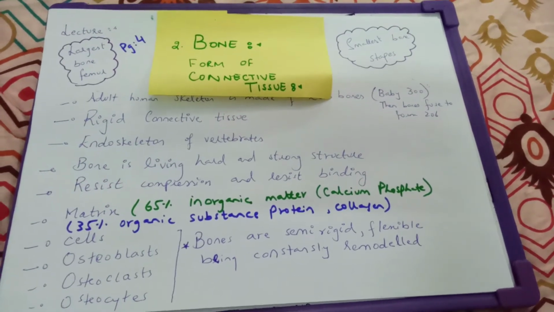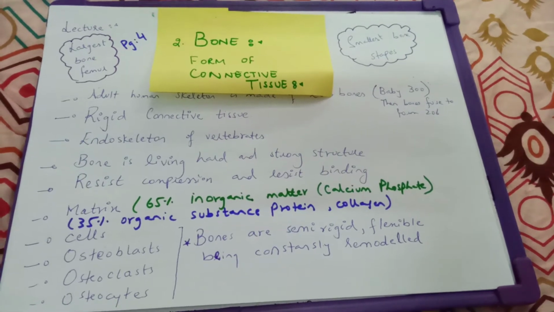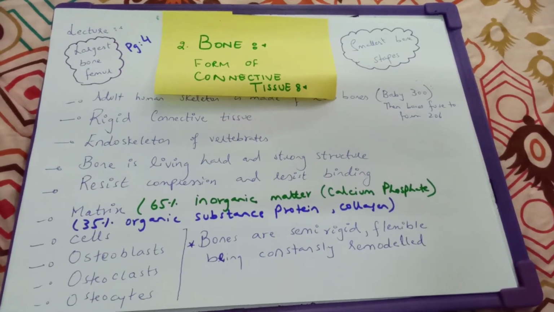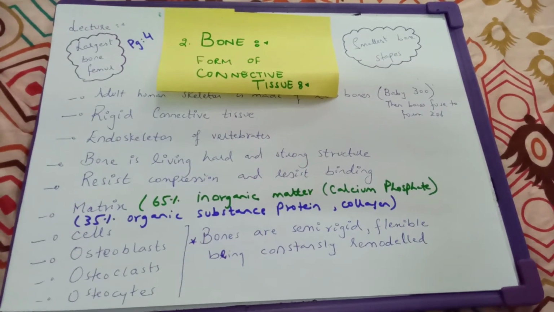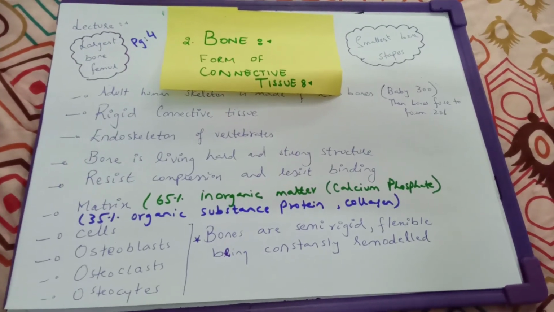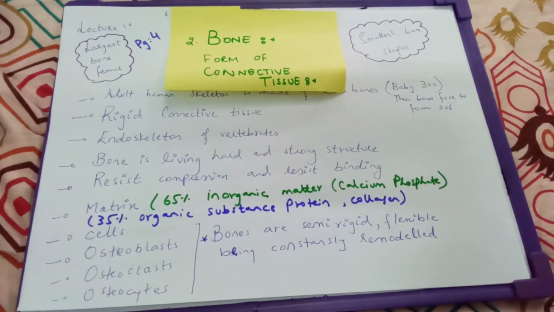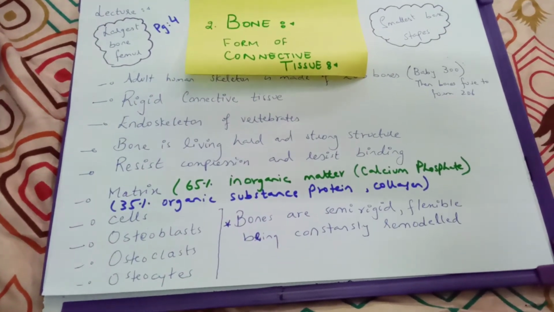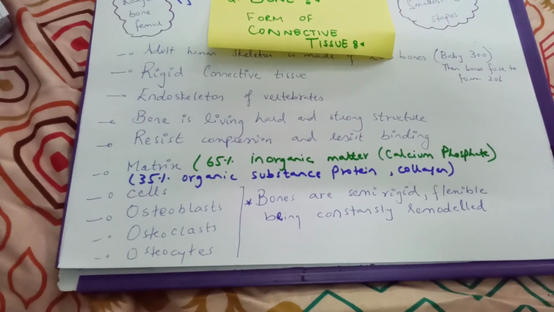Now, what is bone? Bone, it is also a form of a connective tissue. It is hard, it is rigid. It is actually the structure which is making the endoskeleton of the vertebrate. We have 206 bones. In case of babies, we have 300 bones. The bone is the hard structure. The property of bone is remodeling. Remodeling means that it breaks and it is again rebuilt.